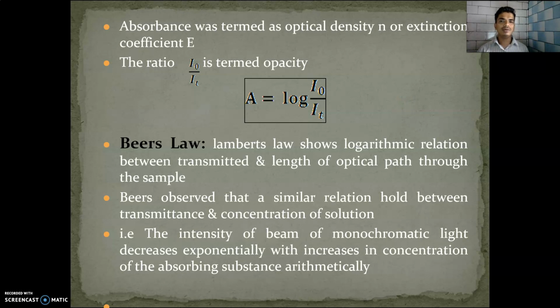Lambert's law shows the logarithmic relation between the transmitted light and the length of the optical path through the sample. Beer observed that a similar relation holds between the transmittance and the concentration of the solution, that is, the intensity of a beam of monochromatic light decreases exponentially with the concentration of the absorbing substance. So the intensity of a beam of monochromatic light decreases exponentially with the increase in concentration. It is related to concentration, not thickness. It is opposite to Lambert's law.